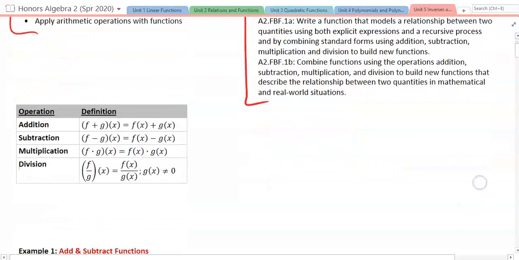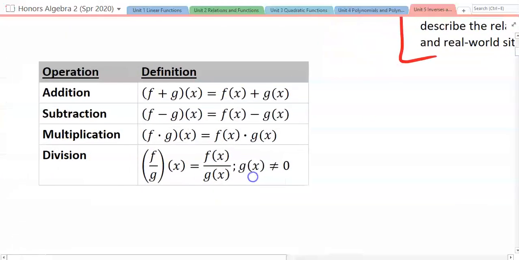And so let's just review some notation real quick. Obviously, we have our four basic operations: addition, subtraction, multiplication, division. And so when we see these here, like f plus g of x, that means I'm going to take my f function and add it to my g function. For subtraction, same thing. F minus g of x means I'm taking the f function and subtracting the g function. Multiplication is the same way.